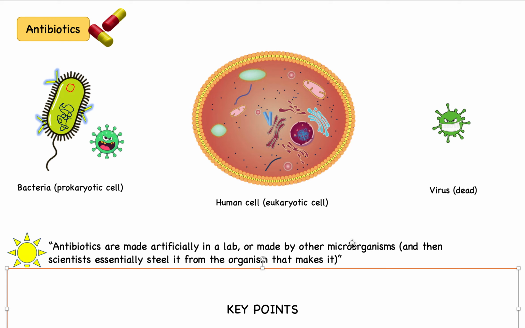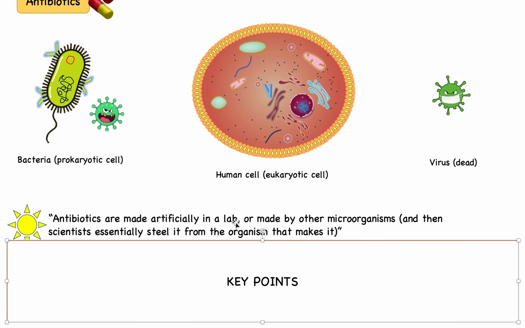You're probably going to be confused about what I mean by this now. That's why I put a sun here. Later in this video, I explain exactly in detail what this means. So for now, know that antibiotics are made in a lab or by other microorganisms, so other bacteria. Essentially, the scientists will steal that thing that these other microorganisms make and then give it to a human, which will help that human defeat the bacteria. I'll get to explain this soon, so don't worry about this now. Just know that it's not made by your own body. It's made by other organisms or synthesized in a lab. That's the main difference.